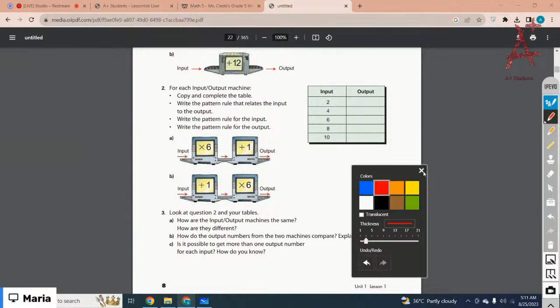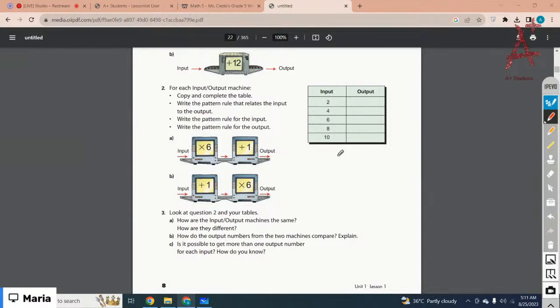For the first one, the pattern rule is n times 6 plus 1. For the second one, it is n plus 1 times 6. This is for machine A. Let's just make a table, right? 2 times 6 is 12 plus 1, 13. That is for machine A.